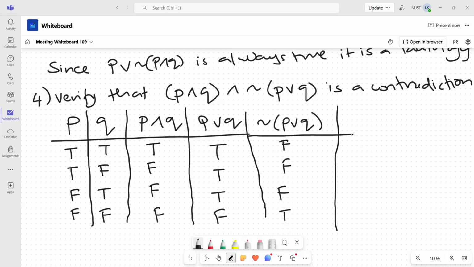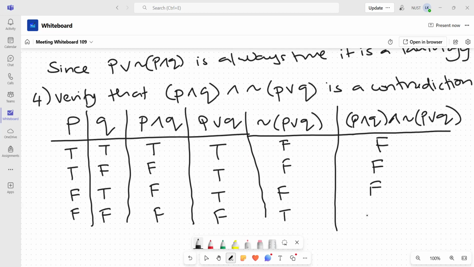And now we look at the conjunction P and Q and not P or Q. So we're looking at this one and that one. So if one of them is false, this is false, this is false, this is false, and the last one, because that one is false. And you can see that its truth value is always false, then it means that it is a contradiction. Then another question.